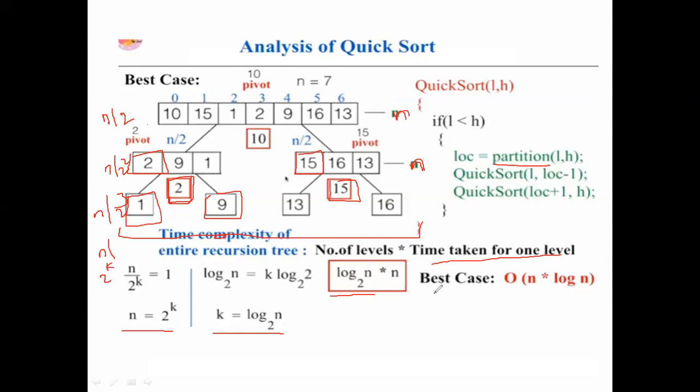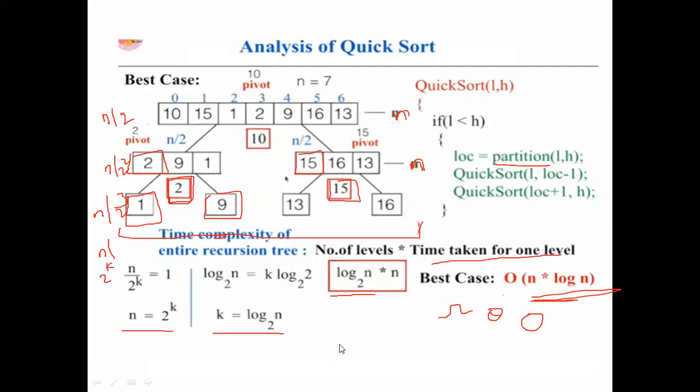Total time complexity of this best case is theta, big O, or omega? Best case is represented in omega. Sorry, worst case is theta, and big O is average case. So this is the best case, and I represent it as omega of n log n. I already explained it, and I am just explaining it with this recursion tree for better understanding. So is it clear? This is the best case.